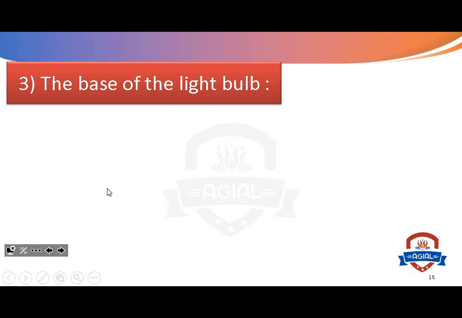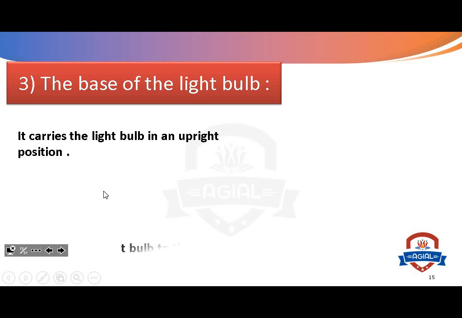Number three, structure number three is the base of the light bulb. Its function, number one, it carries the light bulb in an upright position. Number two, it connects the light bulb to the electric circuit.